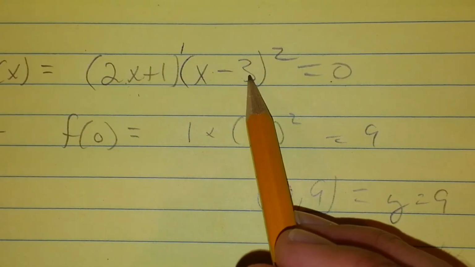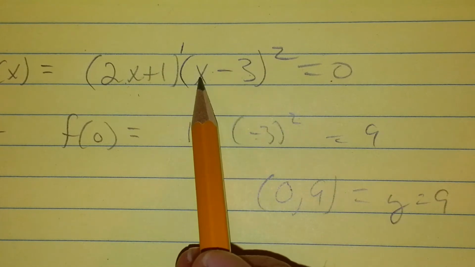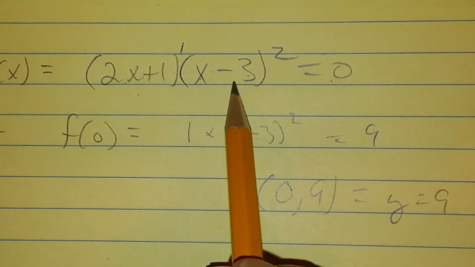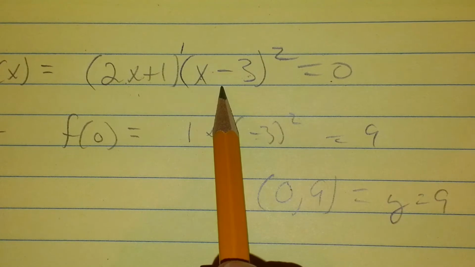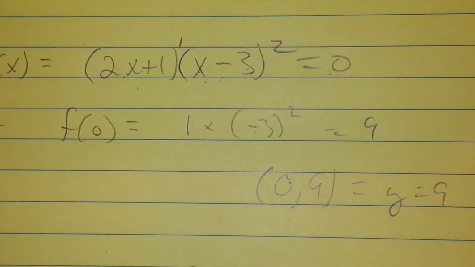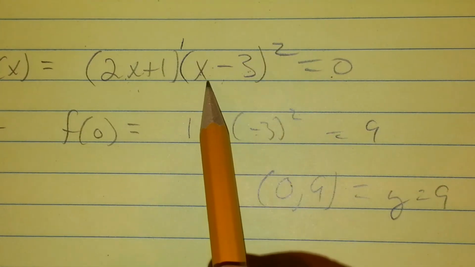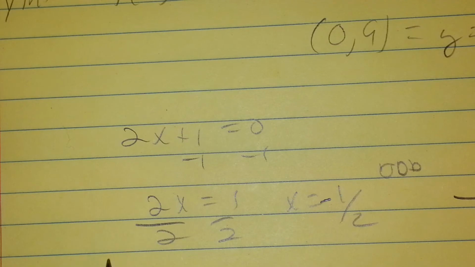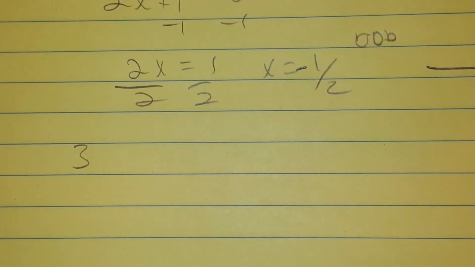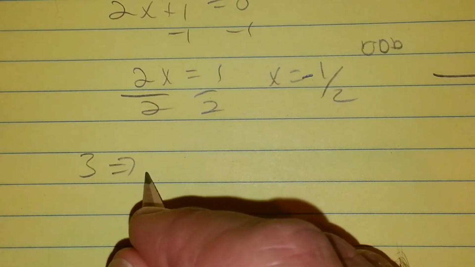Now x minus 3, this 0. What would make this 0? 3 minus 3 is 0. But for the multiplicity, there's two of these. It's x minus 3 times x minus 3. So there's two of those, right? So the 0 at 3 has a multiplicity of 2.